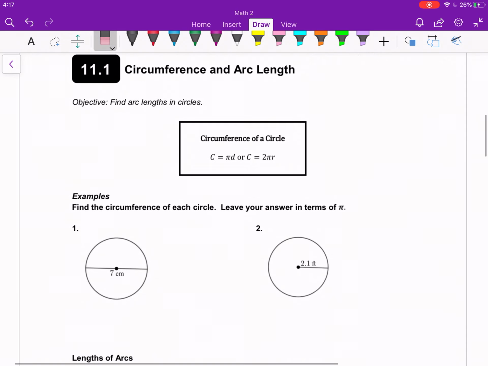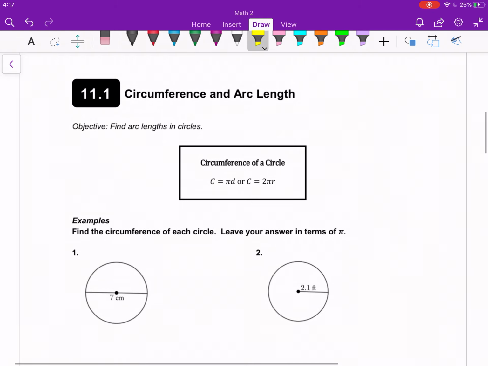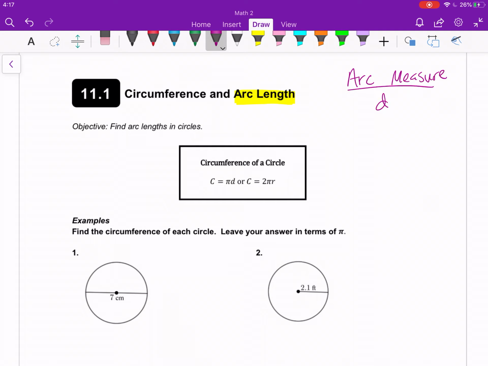Episode 11.1. So, first things first, I want to talk about circumference. Well, before we do that, let's talk about arc length. Arc length is the length of the actual arc, while if you recall, arc measure is the degrees. So this is the degrees or the angle. Okay, arc length is the actual length of the arc.